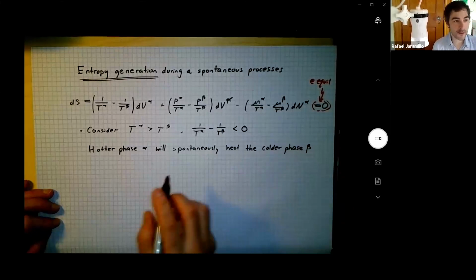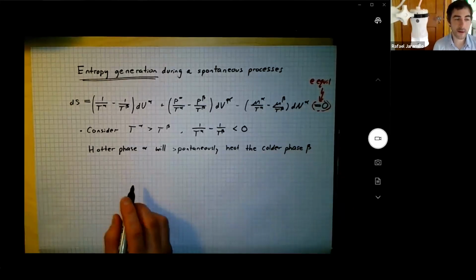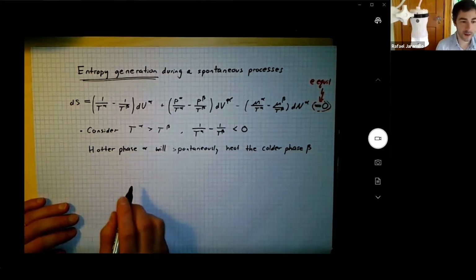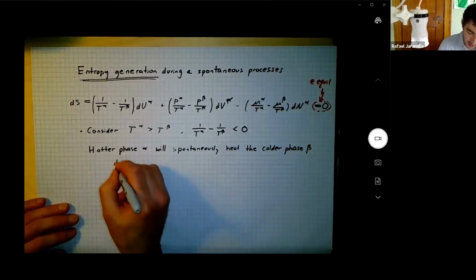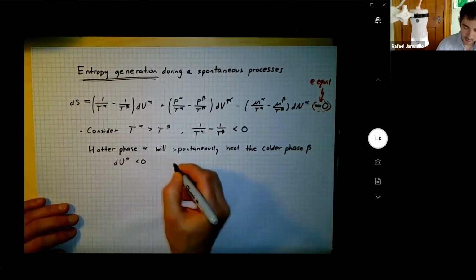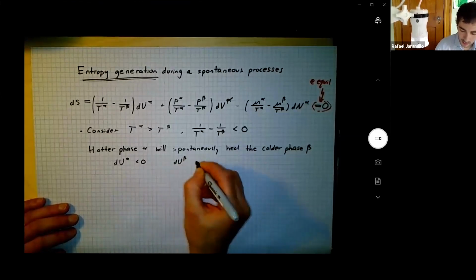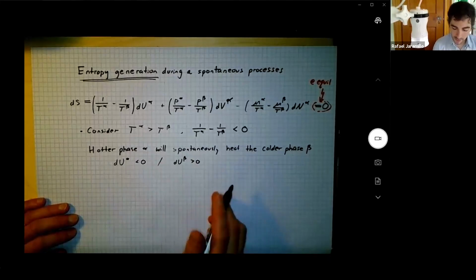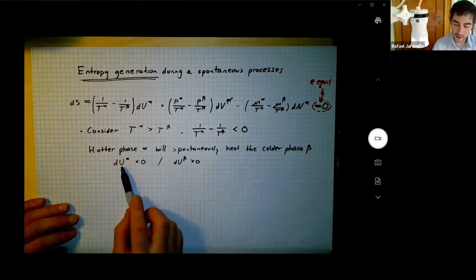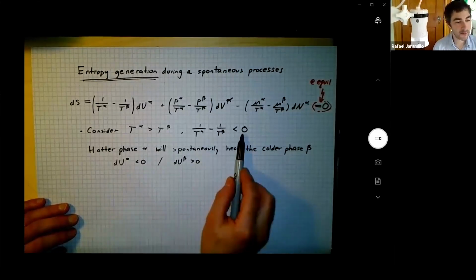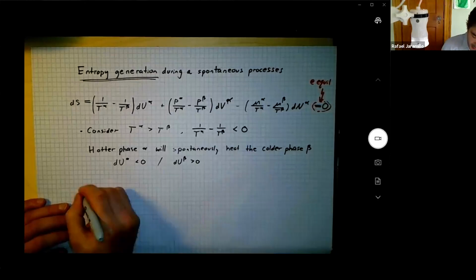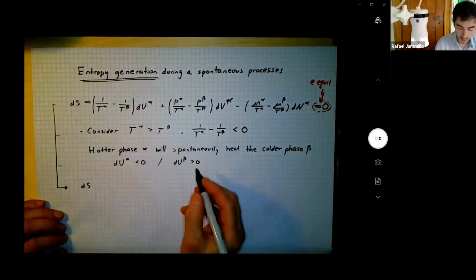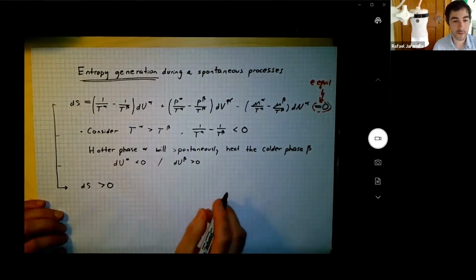Right, that's actually another statement of the second law. That's Clausius' statement of the second law of thermodynamics: hot materials spontaneously heat colder materials. It's equivalent to the other statements we've seen. So that means dU alpha is less than 0, or dU beta is greater than 0. Right, those are the same thing. So if dU alpha is less than 0, and this coefficient is less than 0, then dS is greater than 0, right?